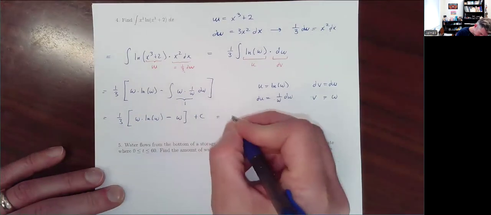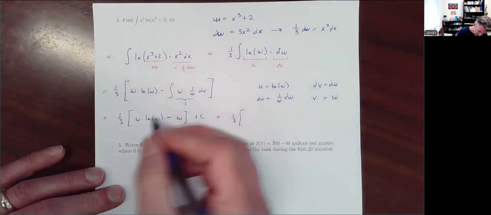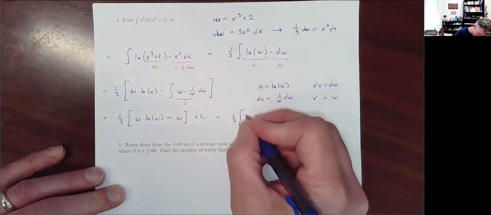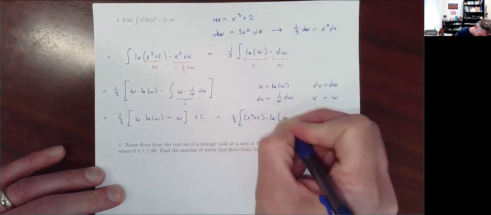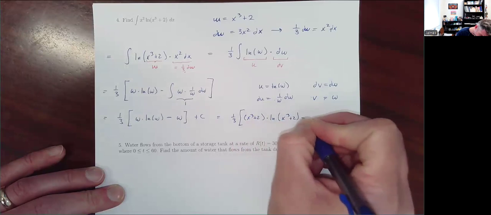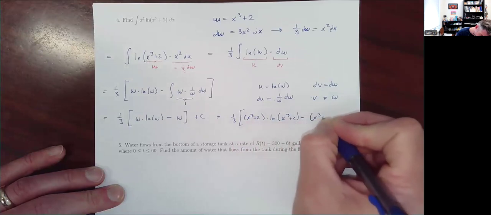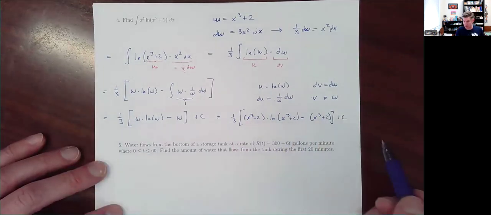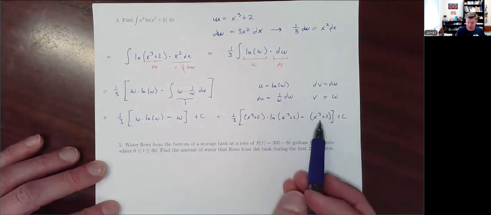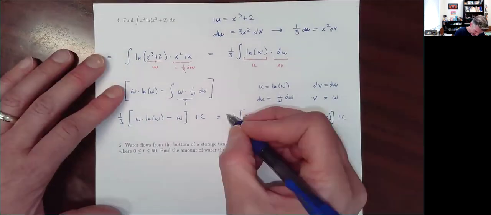So we're going to get 1/3 times, so w is x cubed plus 2, so I have x cubed plus 2 multiplied by the natural log of x cubed plus 2, minus all of x cubed plus 2, plus c. There's no need to distribute the 1/3. There's no need to distribute the minus sign. There's no need to simplify this anymore. We're done.